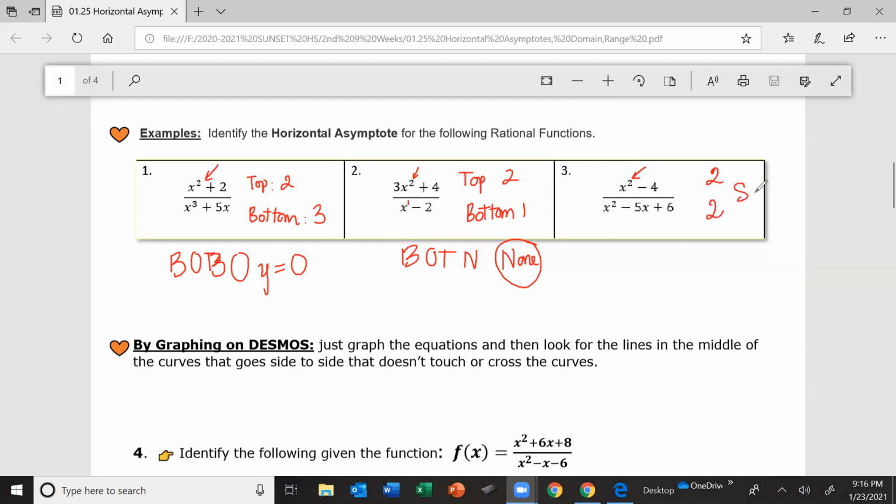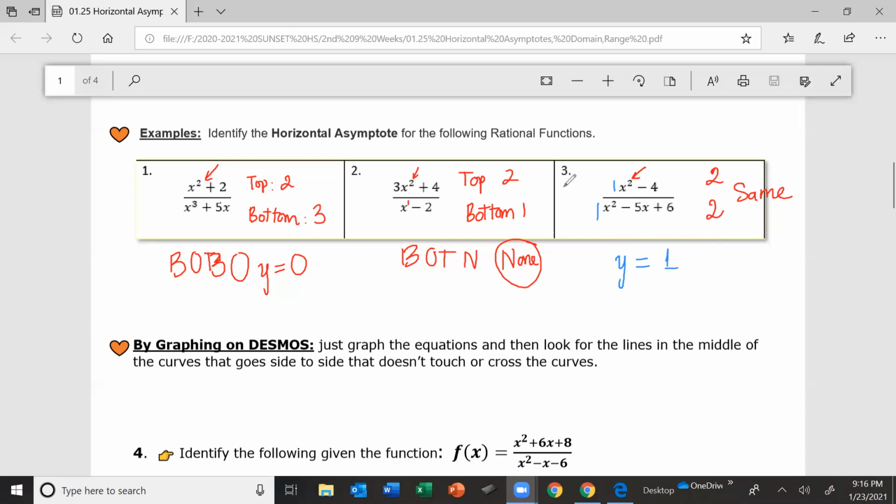So if they are the same, right? The degrees are the same, then we divide the coefficients. So the leading coefficient of the top, if you have nothing, that's a 1, right? Invisible 1 right there. And same for the bottom. So right here, the horizontal asymptote is y equals 1.